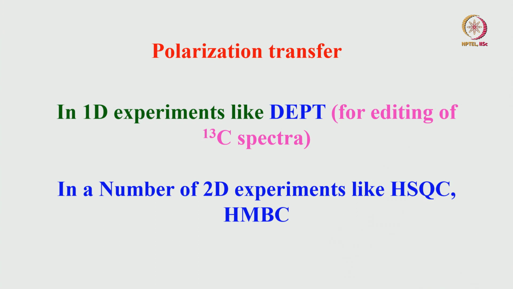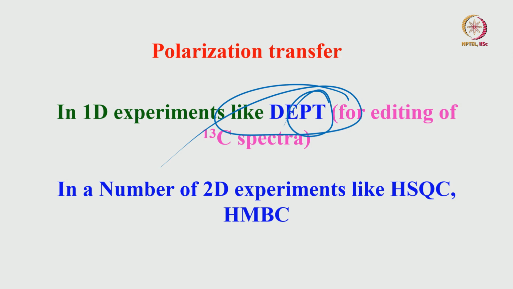Where do you use it? We use this polarization transfer. I already discussed an experiment called DEPT, distortionless enhancement by polarization transfer. When I discussed carbon 13 spectra, I showed by doing this DEPT experiment, 3 experiments 45, 90 and 135, we can distinguish between CH carbon, CH2 carbon, CH3 carbons. At that time I did not explain polarization transfer for you, because it was not introduced before that. Now you have understood what is a polarization transfer.